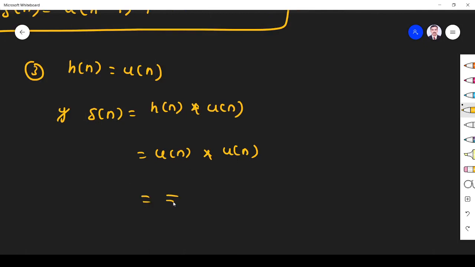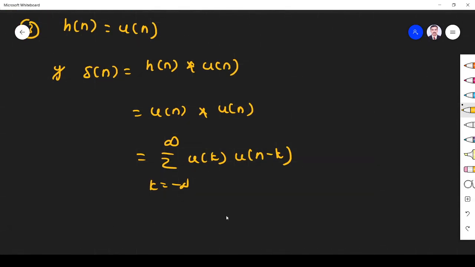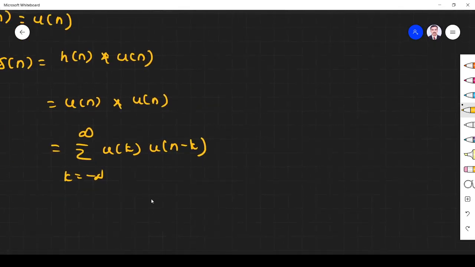The convolution equation I know is the sum over k from minus infinity to plus infinity of x of k times h of n minus k. Instead of x of k I have u of k, and instead of h of n minus k I have u of n minus k. So I have to multiply u of k and u of n minus k and sum it up. For infinite limits, it is very tedious to go from minus infinity to plus infinity, so first we simplify this. Let us see this.